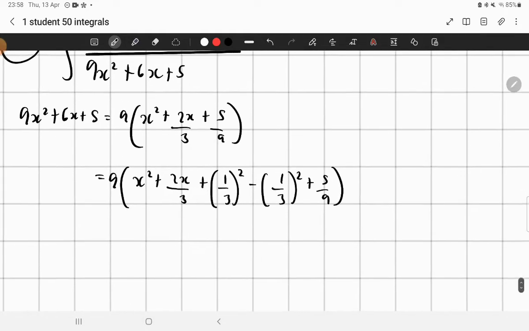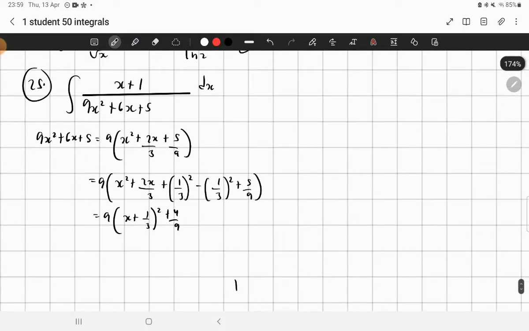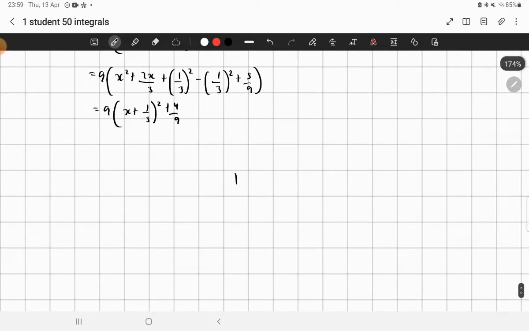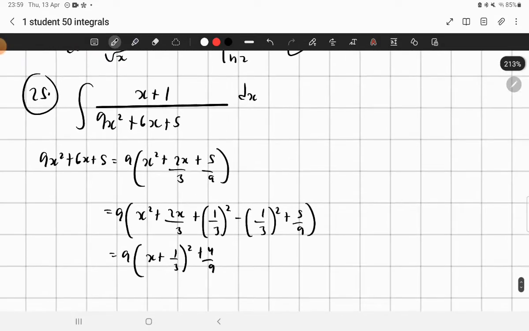Okay, now I know where I made my mistake. Very nice. x plus 1 over 3 squared, and then negative 1 over 9 plus 5 over 9 is 4 over 9. So yep, that's my mistake, honestly. And I blame myself for not recognizing it sooner.